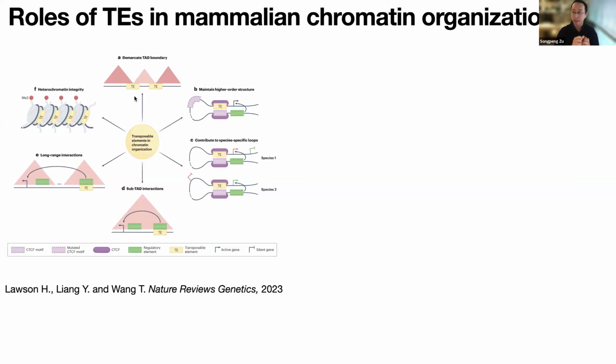This kind of TAD boundary mainly depends on the insulator, and lots of this kind of boundary part is derived from the transposable elements. So they can maintain the higher-order structure, and they can also function like a transposable enhancer, binding the corresponding regulatory elements and targeting the corresponding gene. Within a TAD we see short-range interactions, but they can even act across long-range interactions to regulate these genes.